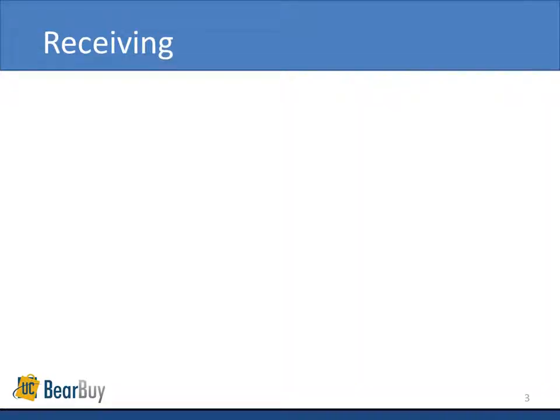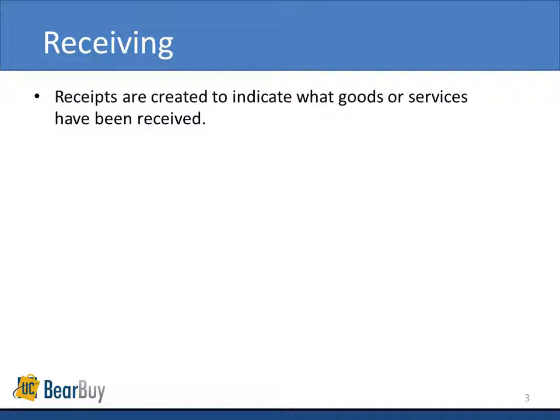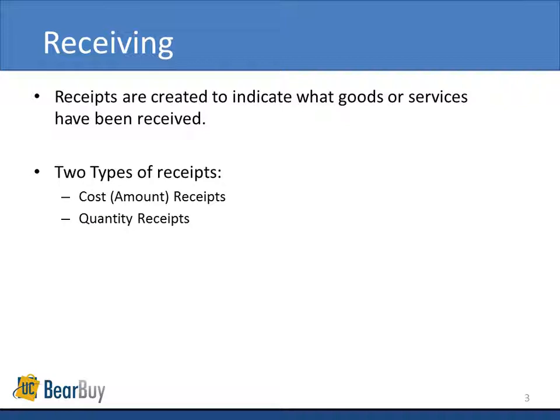Receipts are created to indicate what goods or services have been received. Receipts provide a way to measure what has actually been received versus what was ordered and what was billed by the supplier. There are two types of receipts that can be entered in BearBuy. Those are cost or amount receipts and quantity receipts.